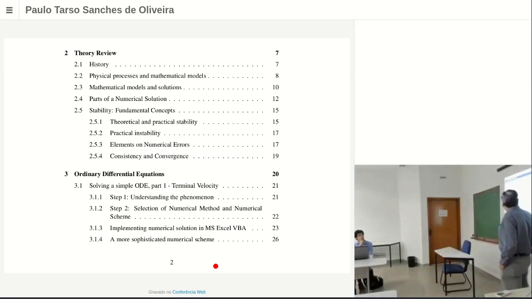I'm looking at page number 2 of the document, the table of contents. The things that we have not discussed were the concepts of stability and error, and I didn't really complete our discussion in 2.4, parts of a numerical solution.